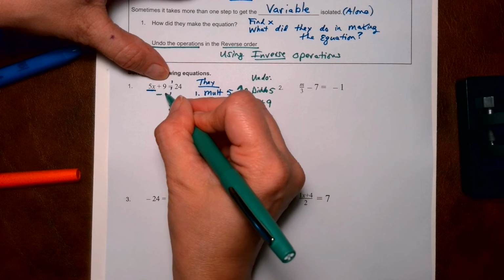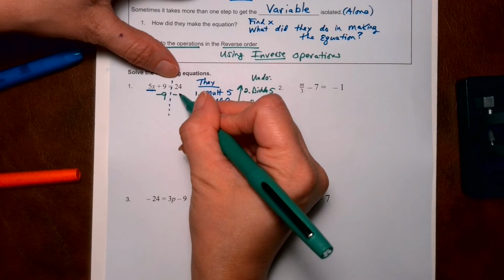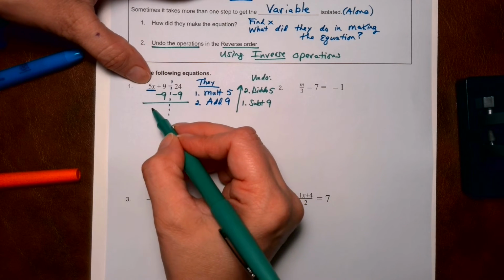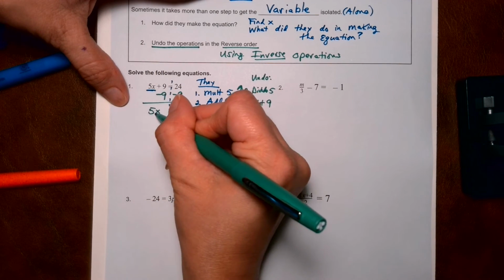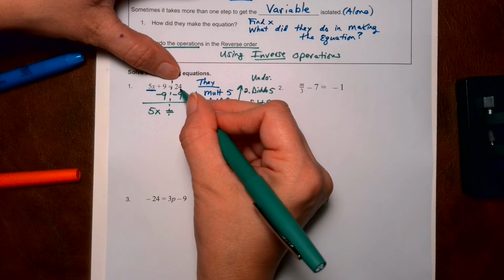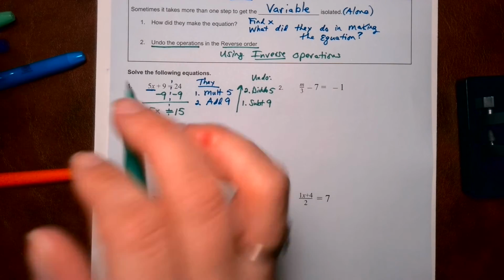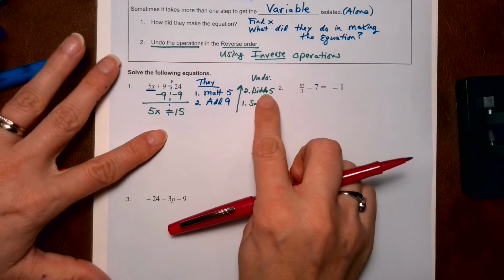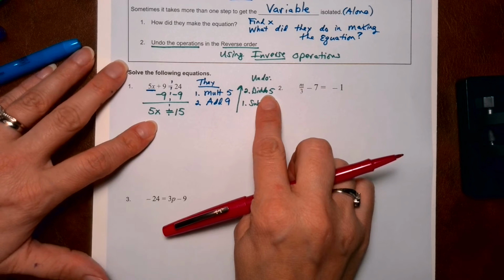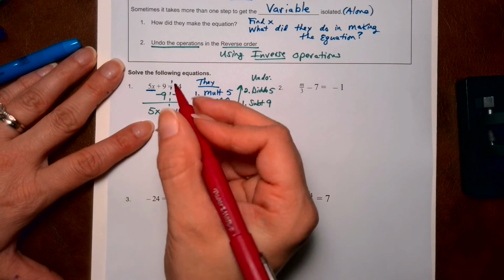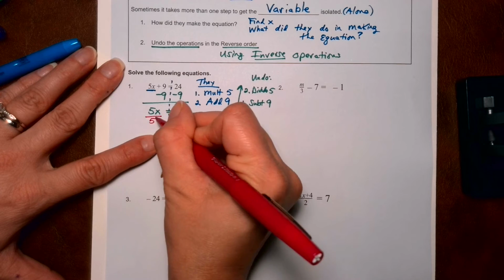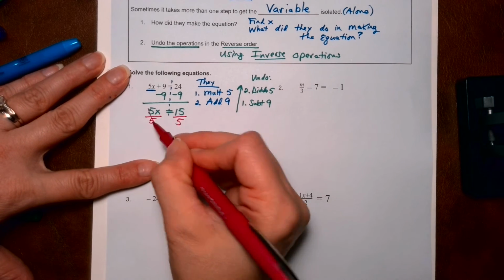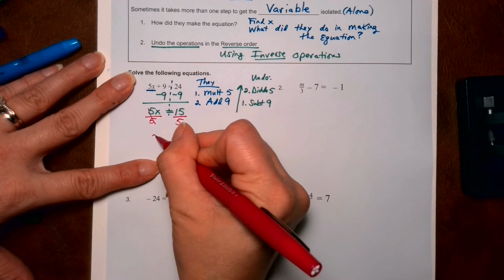Okay, I'm going to subtract 9 from the left and from the right. 9 minus 9 cancels. So now we have 5x equals 15. Okay, it does look like it's getting smaller. It's looking good. The second thing we have to do is divide by 5. That makes sense. I see multiply, so I'm going to divide by 5 on the left and 5 on the right. 5 divided by 5, and all we have left is x.